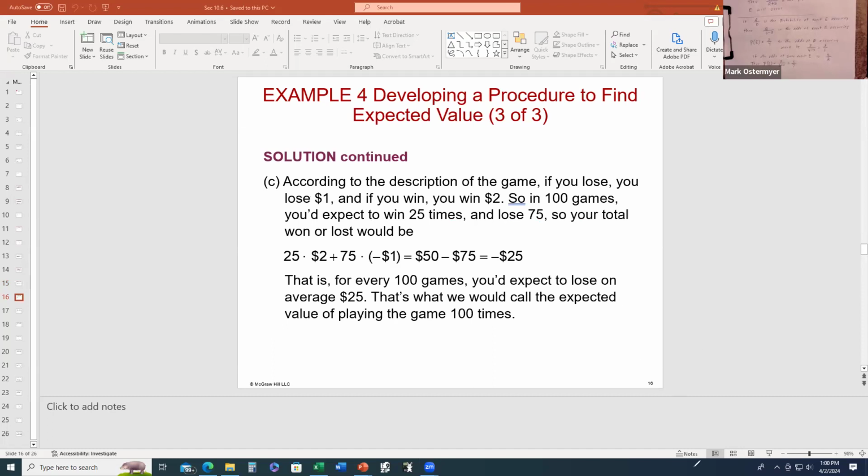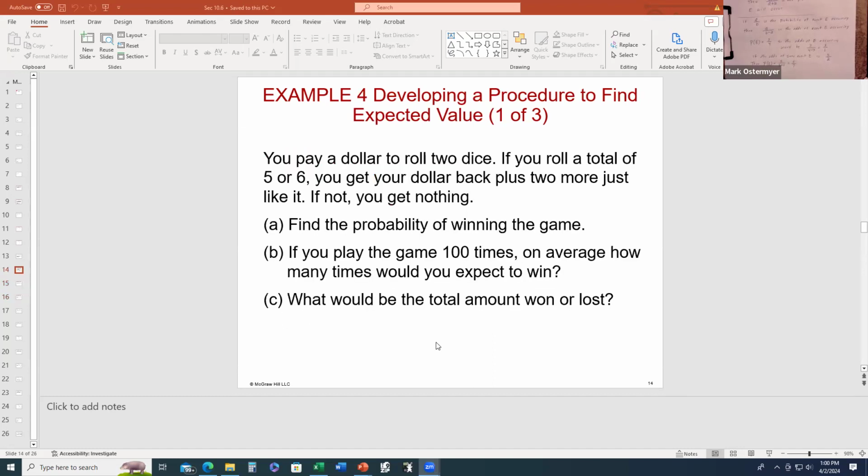All right, now let's try to address this last question here. It says, what would be the total amount won or lost? We know that if we were to play this game 100 times, we would expect on average to win about 25 times out of 100. But like I said, that's going to vary. Sometimes when you roll the dice 100 times, you may only win maybe 10 times out of 100 games. Or maybe the next time you'll win maybe 40 times out of 100.